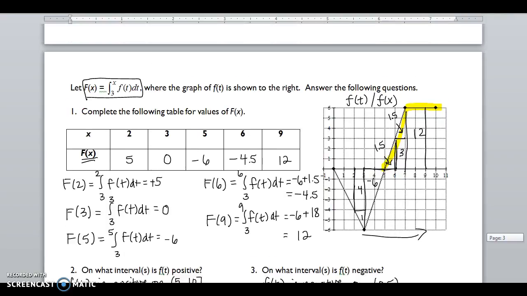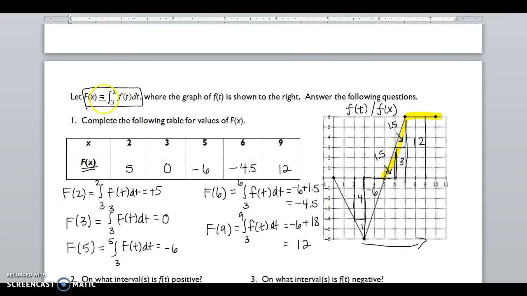If we look back up at what f of x is, the integral from 3 to x of f of t dt. So if we want to find f prime of x, we use the second fundamental theorem of calculus. We take the x, plug it in for t, so it's just f of x, multiply by the derivative of x, which is just 1. So this graph here is actually the graph of f prime of x. So again, this is our derivative graph.